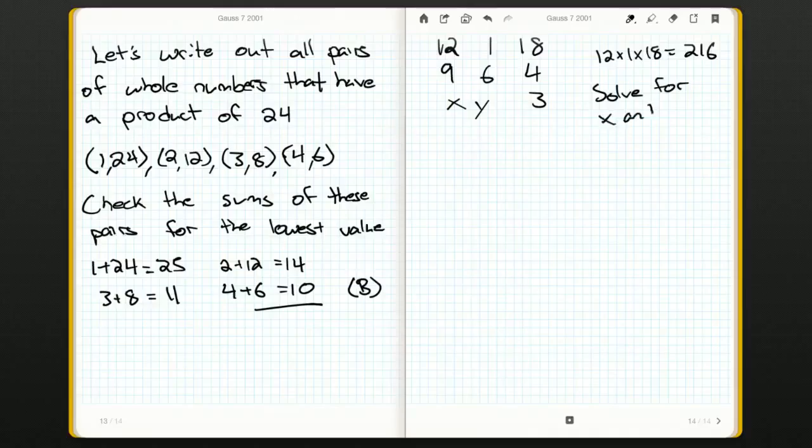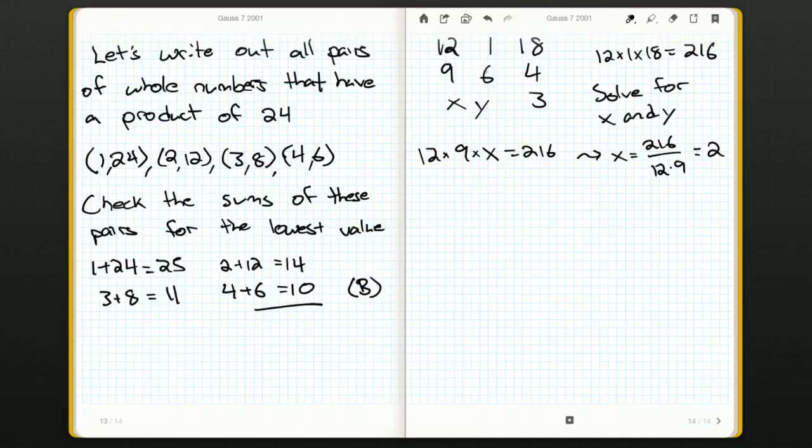So from there, we know we can solve for x and y. Well, we take this column. We know 12 times 9 times x has to be 216. All the columns and rows and diagonals have the same product. So that tells us that x is the same as 216 divided by 12 and divided by 9. Well, 216 divided by 12 divided by 9, we're going to get 2.